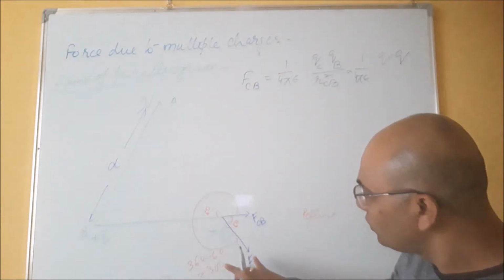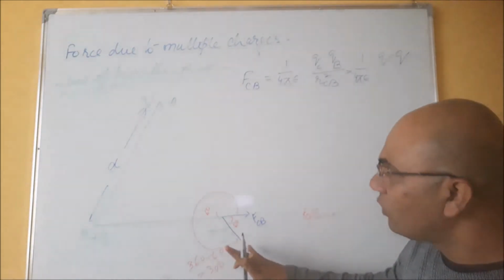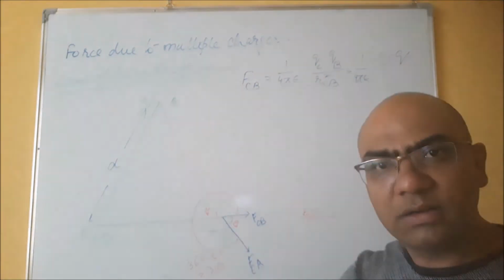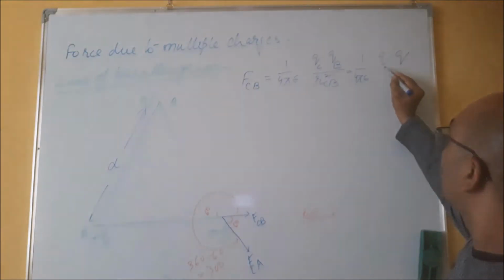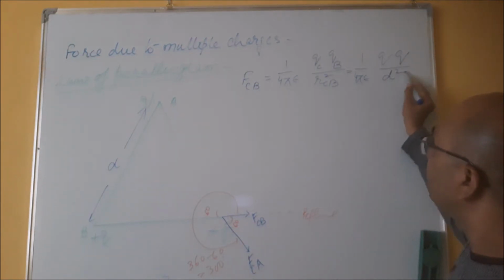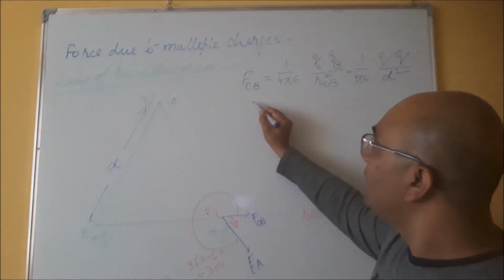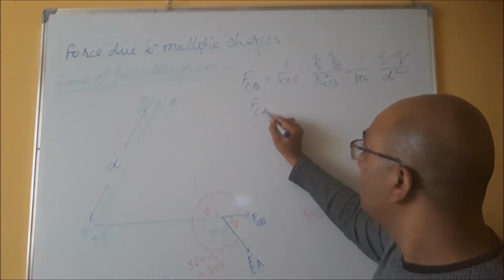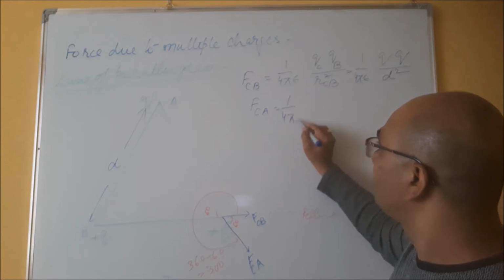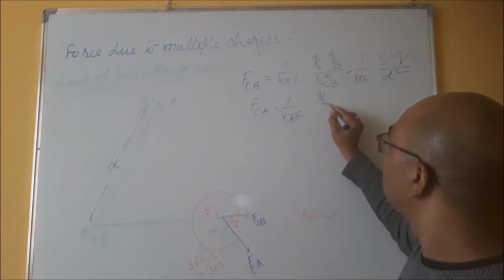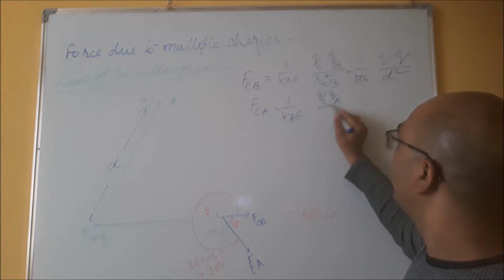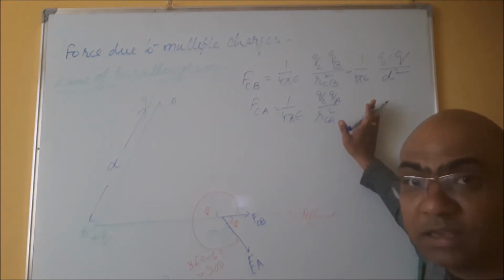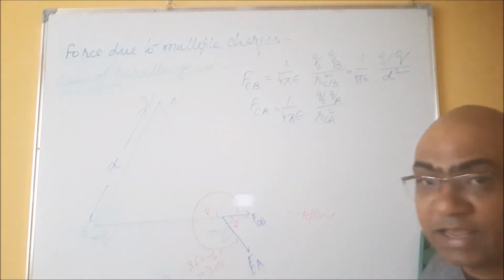If I take minus Q, then what will happen? Okay, I'll do it with both. So I am doing it with plus, then I'll do it with negative. So this upon D square, right? So similarly, FC due to A is 1 upon 4 pi epsilon Q C Q A divided by R C A square, right? I am not taking the direction because I have already taken the direction here.